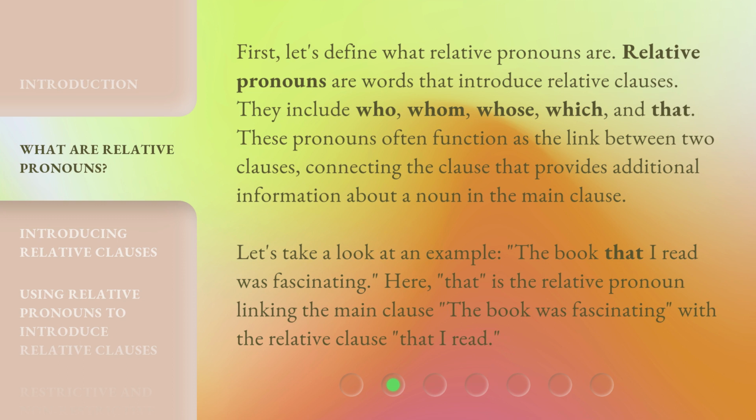First, let's define what relative pronouns are. Relative pronouns are words that introduce relative clauses. They include who, whom, whose, which, and that. These pronouns often function as the link between two clauses, connecting the clause that provides additional information about a noun in the main clause. Let's take a look at an example.